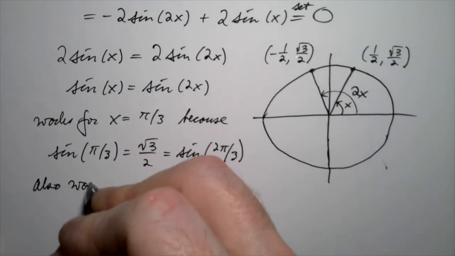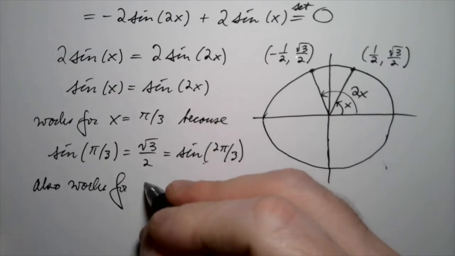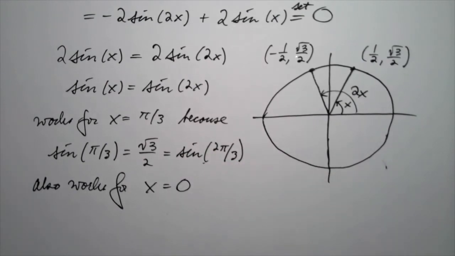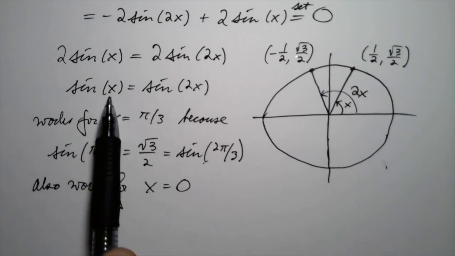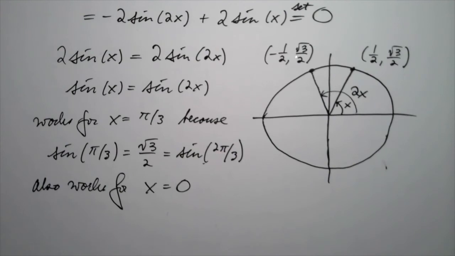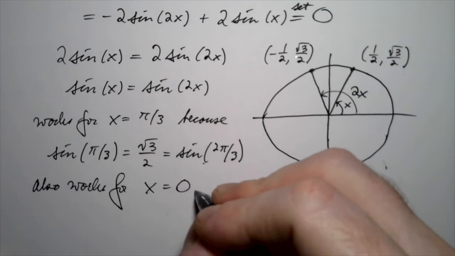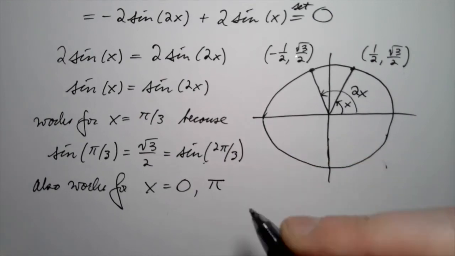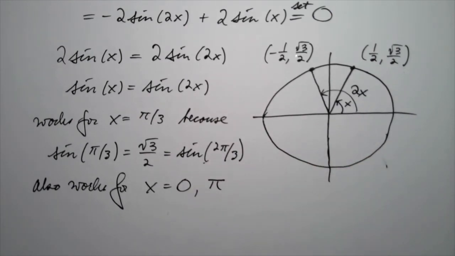Okay, it also works for x equals 0. It's a little bit silly, but if you plug in x equals 0 here, you'll be getting sine of 0 and sine of 0. That's just 0 on either side, so they're equal. And by similar reasoning, it actually works for x equals pi as well.